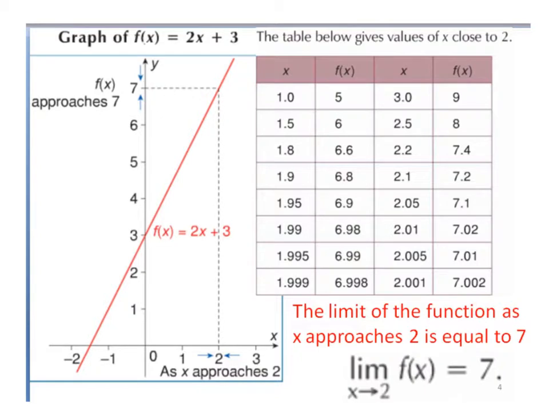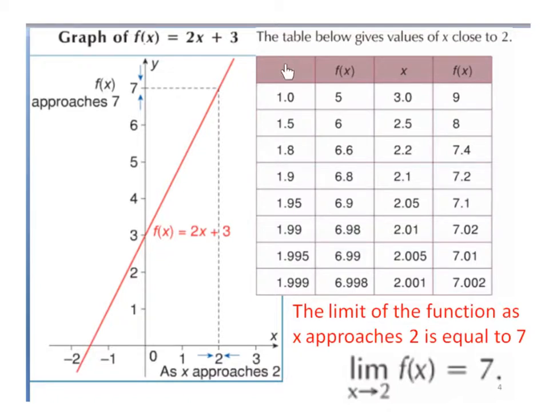So again, here we have our graph of y equals 2x plus 3, or f of x equals 2x plus 3, which is the same thing. And now we are interested in the limit of f of x as x approaches 2. So this means as x gets closer and closer to 2.